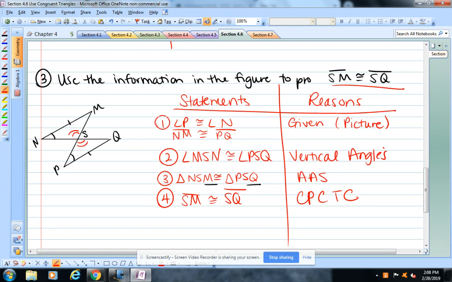Yes, sir. But if side SM is congruent to PQ, why can't I just only say that M is congruent to PQ? Because angles are not necessarily congruent just because segments are. Segments and angles are 2 totally different things.